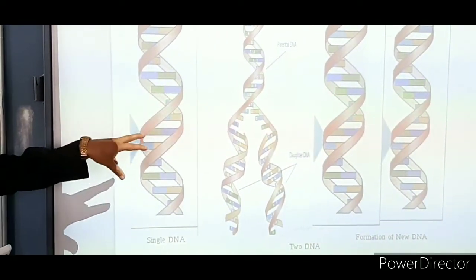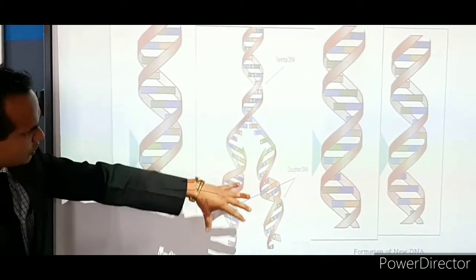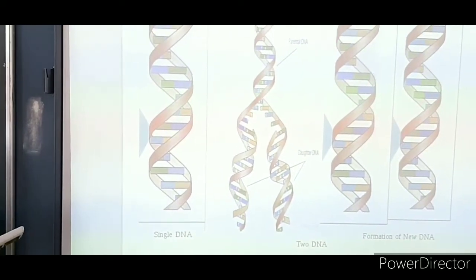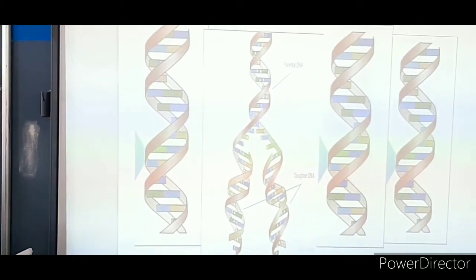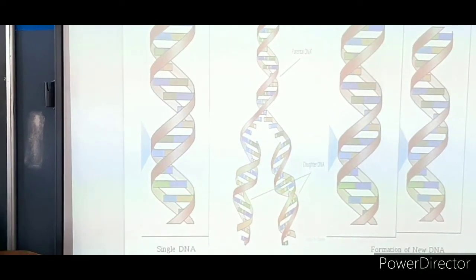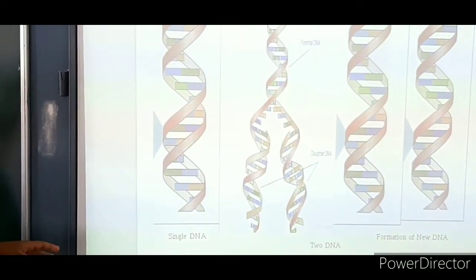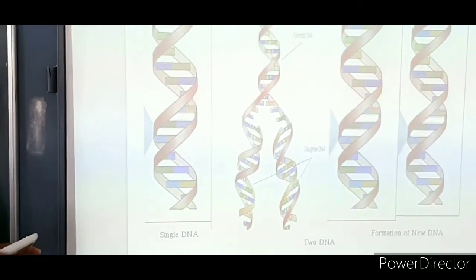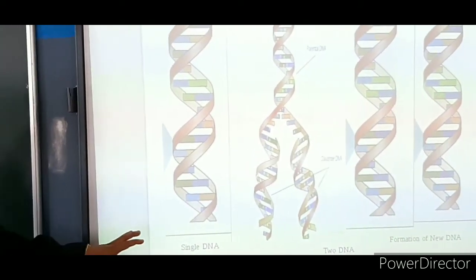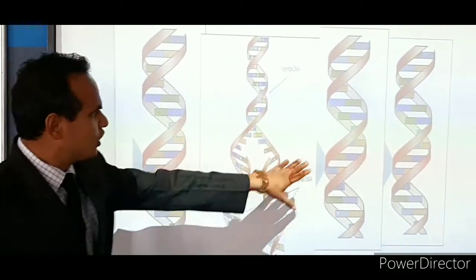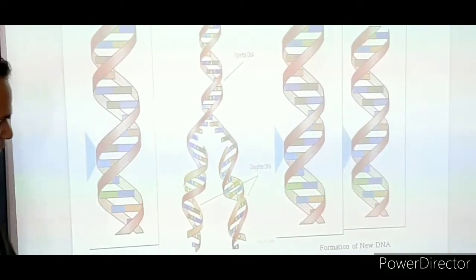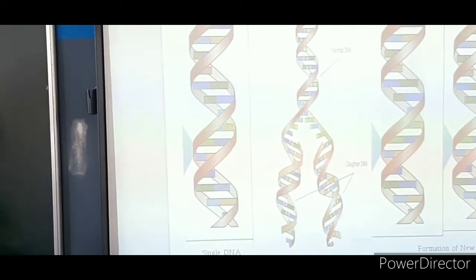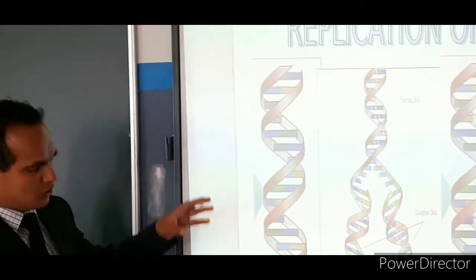Then there is an enzyme called helicase, which runs through it and separates the two strands of DNA. This is exactly what we see here. The helicase enzyme has separated the two strands of DNA, and new strands of DNA are formed here. Eventually, from one single DNA molecule, two DNA molecules are formed in the replication of DNA. Okay, so this is all about the structure of chromosome.